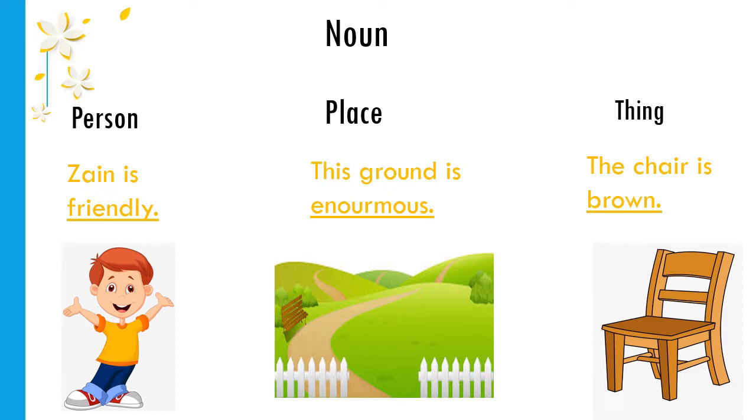Noun: person, place, thing. In person, what can be the example? You can write Zen is friendly. Here, Zen is a noun and friendly is an opinion, that is an adjective. Place: the ground is enormous. Here, ground is a noun and enormous tells us about the size of it. So it is an adjective. Thing: the chair is brown. Here, the chair is a noun and brown is an adjective.